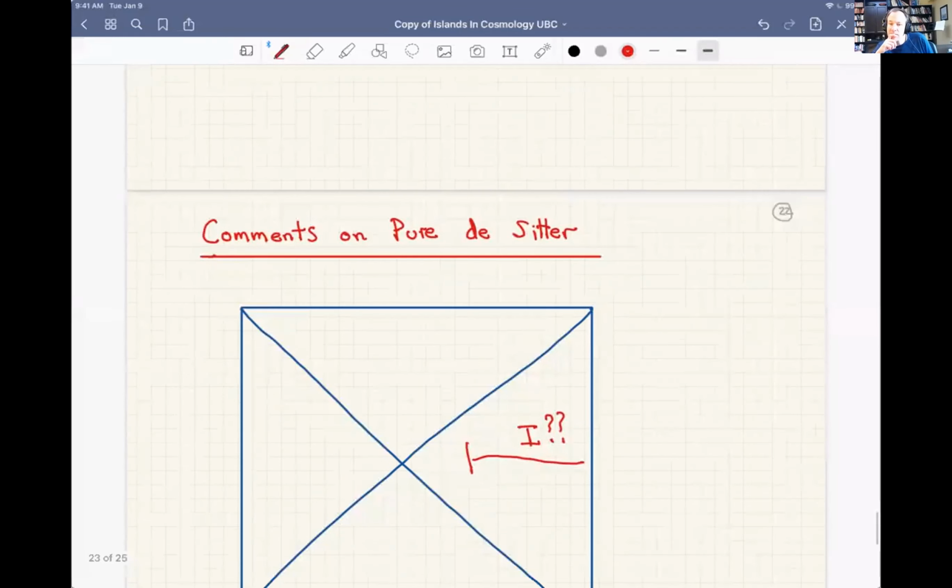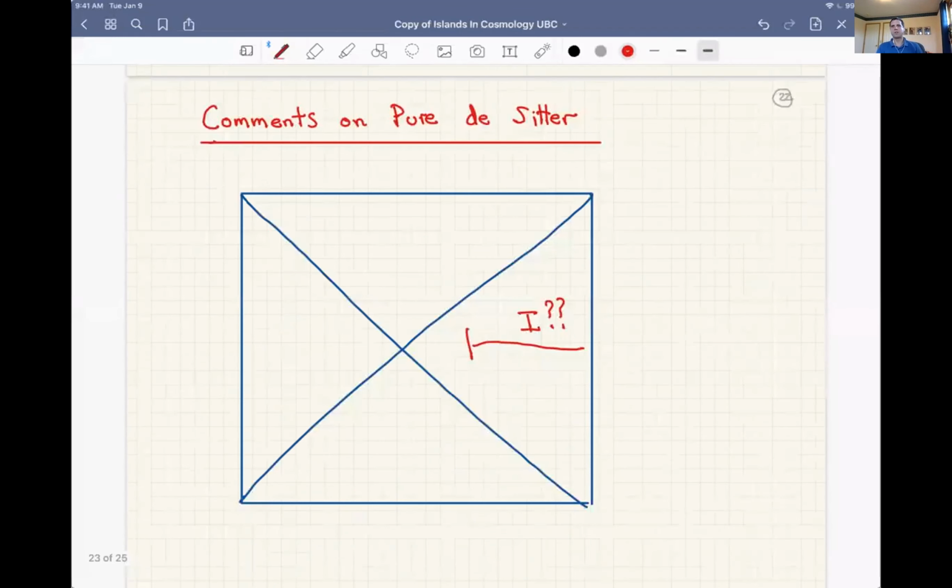One is on pure de Sitter space in higher dimensions. So you might ask, why did we go to FRW? Why didn't we just study de Sitter, which is kind of like a black hole? There's de Sitter radiation. Maybe you can find quantum extremal surfaces here. Well, I don't have anything definitive to say about pure de Sitter, but I don't think there are islands in pure de Sitter.